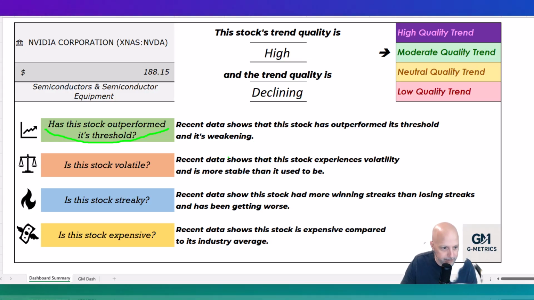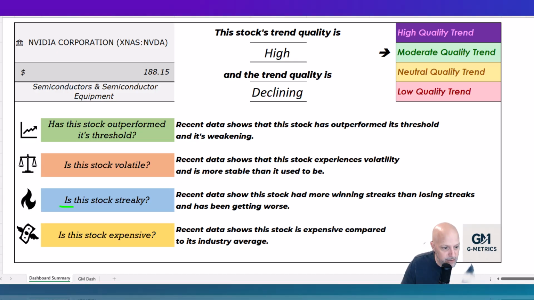Now we get into the volatility of the stock. Recent data shows that this stock experiences volatility and is more stable than it used to be. We'll get into the exact metrics there, but that's kind of self-explanatory when we look at volatility: how often a stock is going up by a lot or down by a lot. Might give some of us heart attacks when those things happen. So it helps you choose the stock that's right for you. If you've got a strong stomach, you can pick more volatile stocks and be okay with it, or maybe you want some stocks that don't vary quite so much.